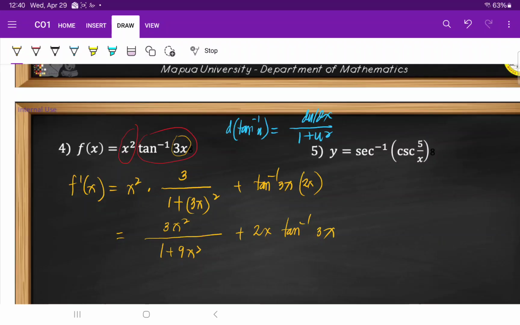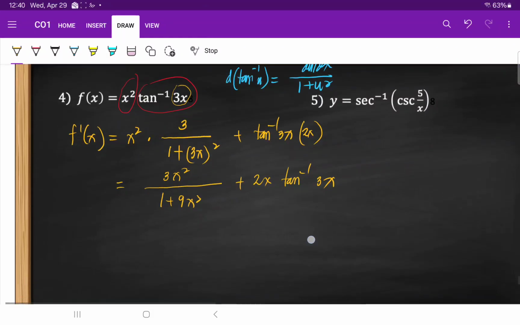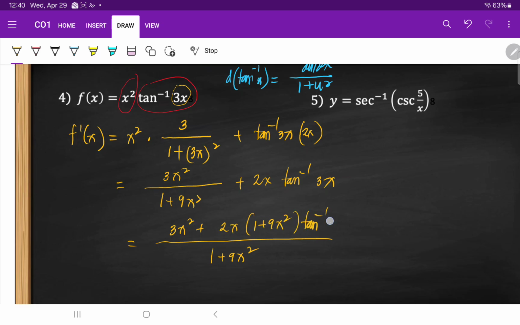So, again, you use here derivative of u times v. Okay, so can we simplify further? Yes, we could. By what? Getting the least common denominator. So, 1 plus 9x squared. Then you have here 3x squared plus 2x times 1 plus 9x squared times arctangent of 3x. Okay?